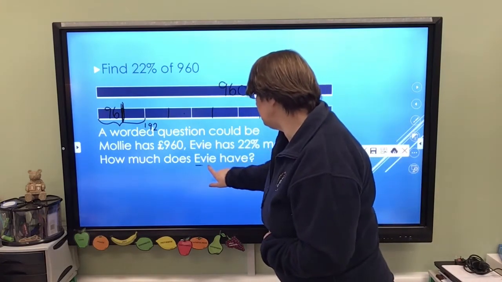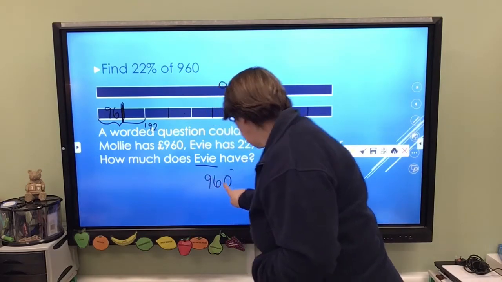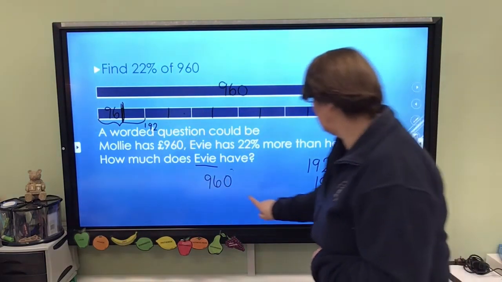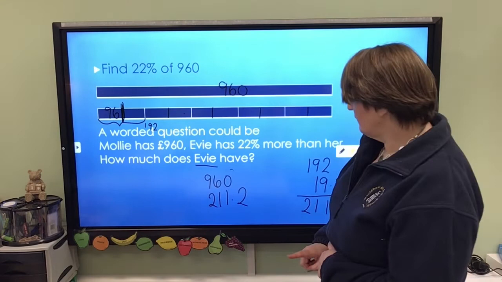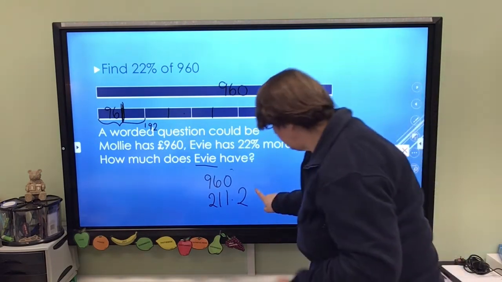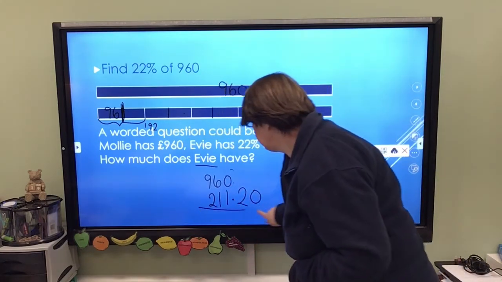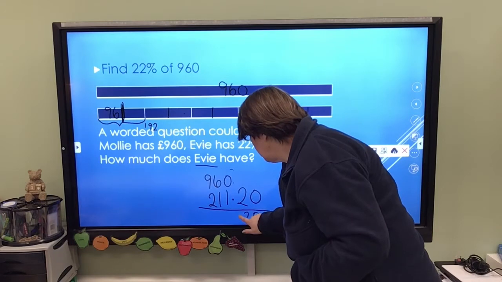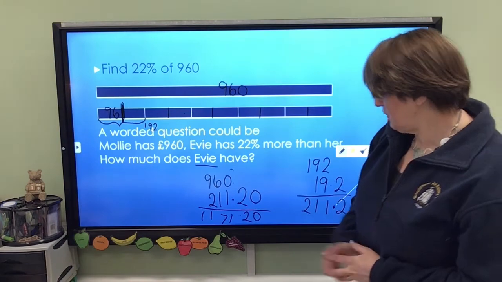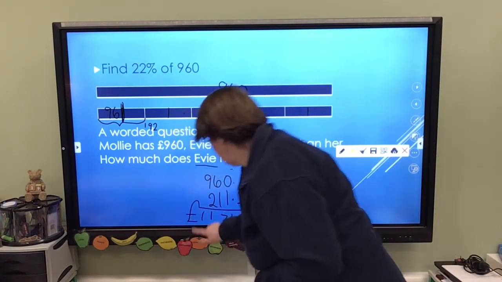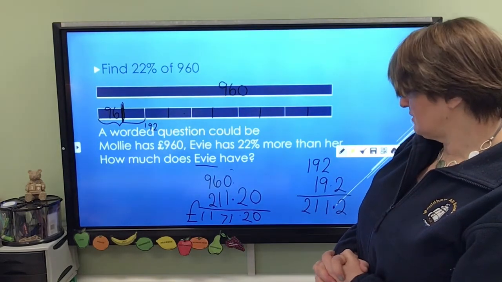So Evie has got 960, add on the 22% for 211.2. And because I'm dealing with money, I'd normally go into 2 decimal places because our money is shown like that, isn't it? So, 1171.20, so my pound sign. Oh, Evie's doing very well. Evie's got £1,171.20.